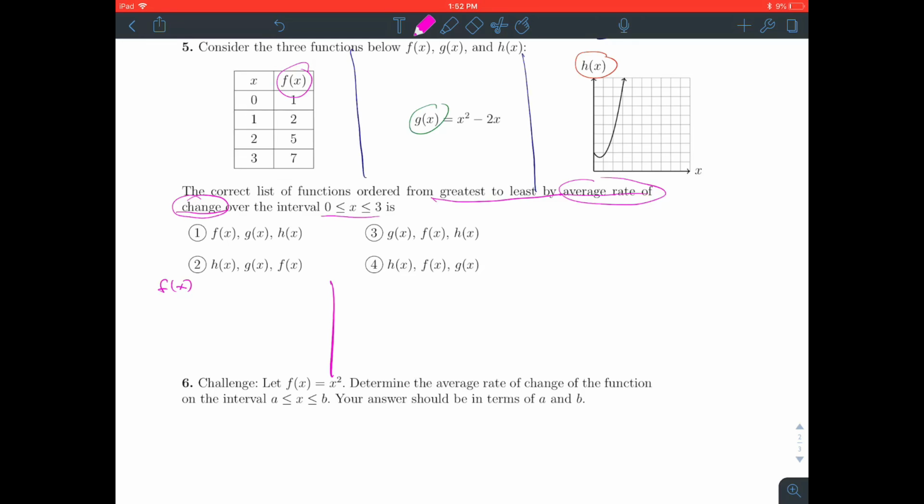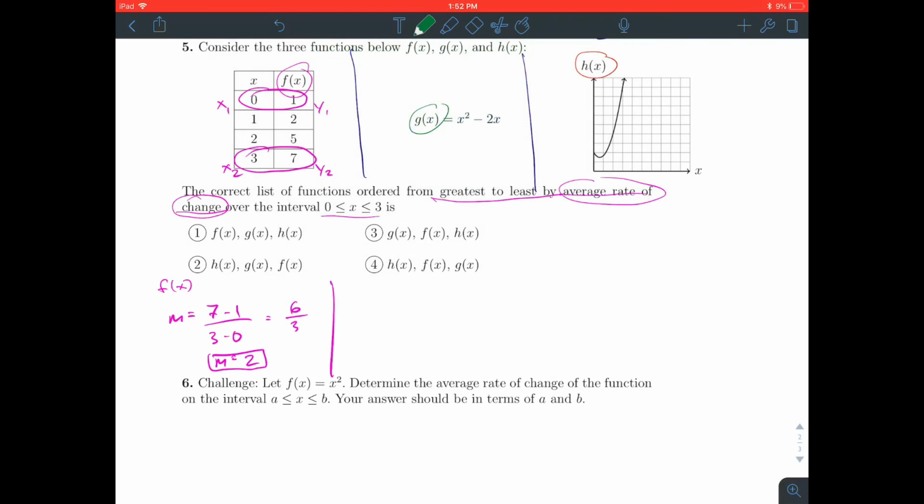The average rate of change for f of x on this interval would be using this coordinate and this coordinate. So I have y2, x2, y1, x1. I use the slope formula, 7 minus 1 over 3 minus 0. So I find that m is equal to 6 over 3, which is 2.